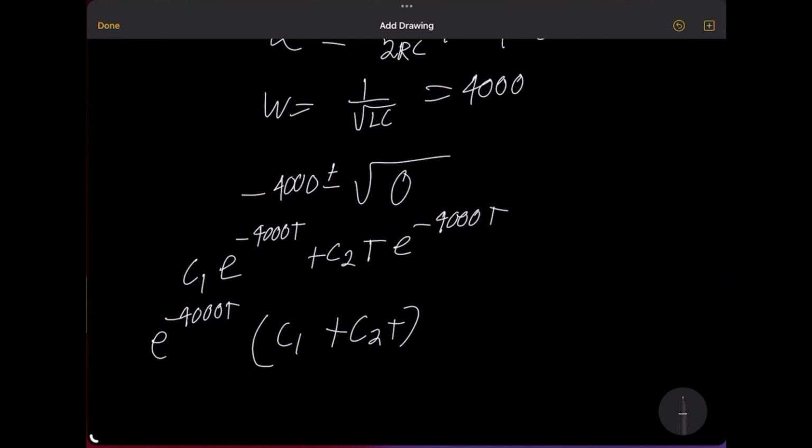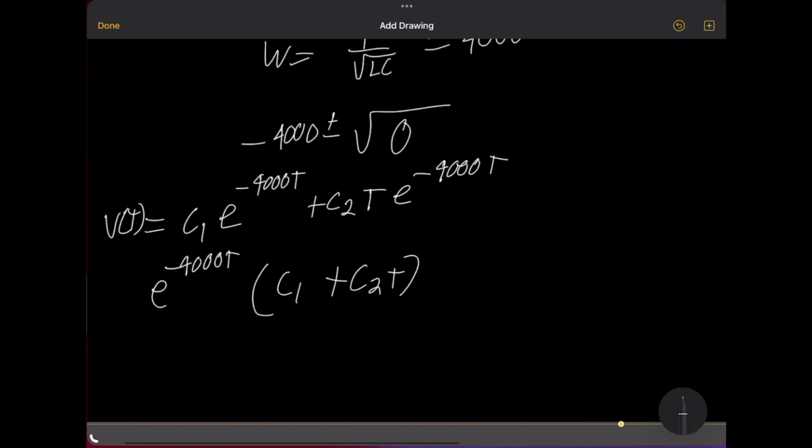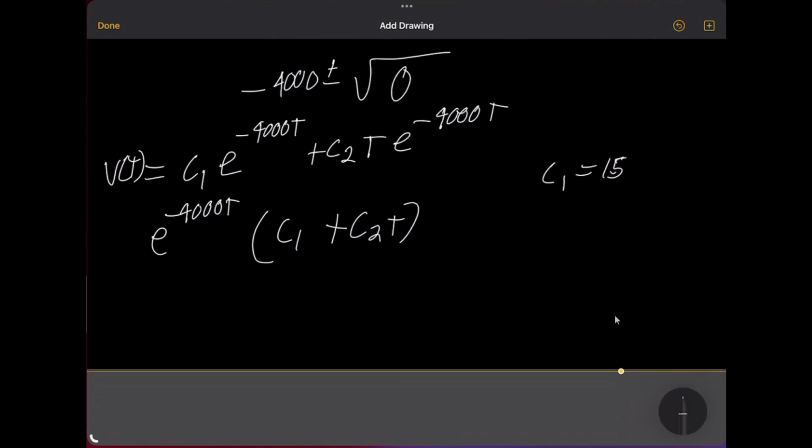Okay, now let's solve for C1. If we do this as a voltage as a function of time, our V naught is 15. So we know since when you set t equal to 0, C2 is going to disappear. So C1 is going to be 15. Alright, now we must solve for C1 and C2. Since we know when we set t equal to 0, C1 is going to be equal to 15. Right. So let's get C2.